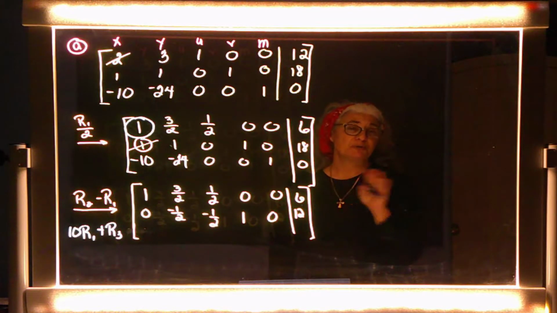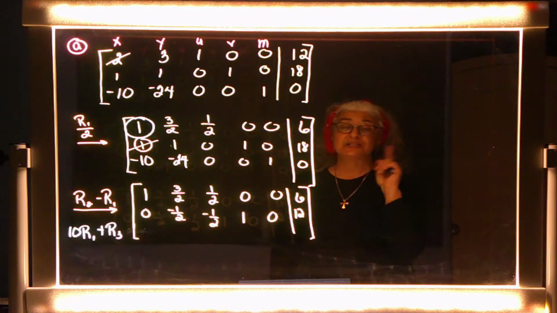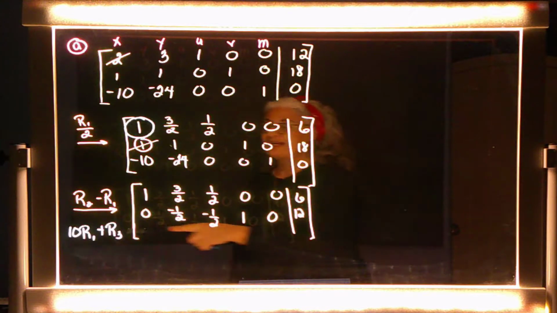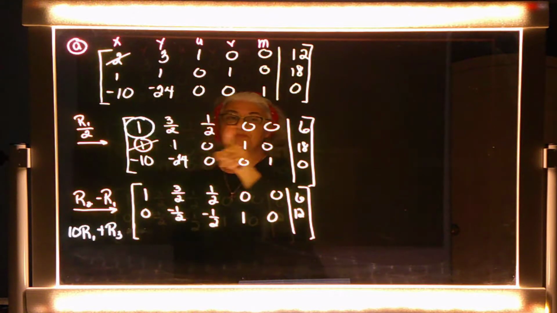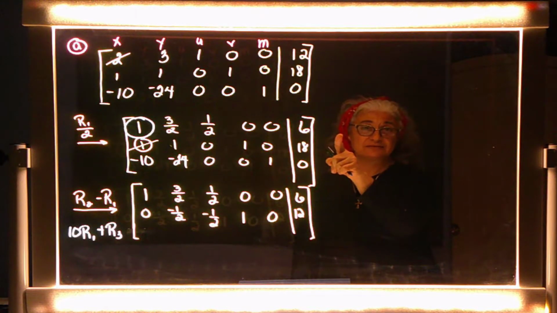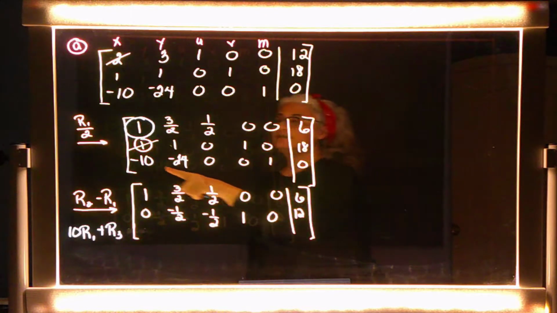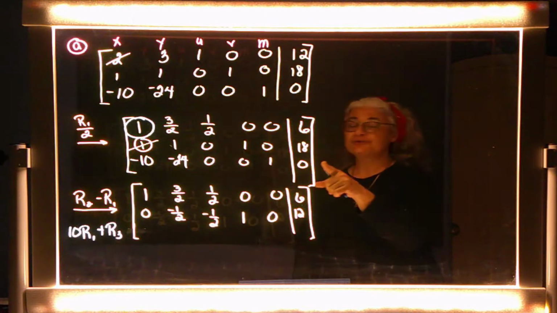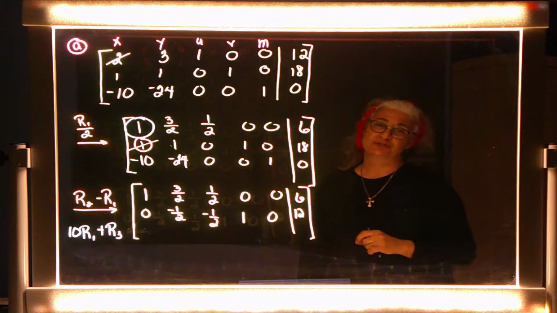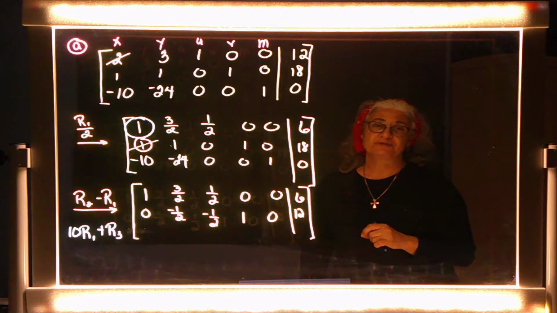Now, at this point, if you want to pause the video a second, so you can literally take the first row and multiply it by 10, and then put row 3 underneath it. That way you can see what's going on. Some of you are like, I don't get it.